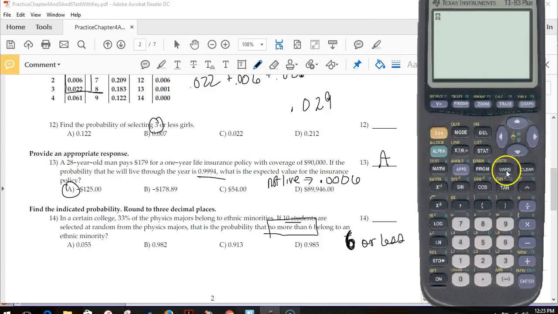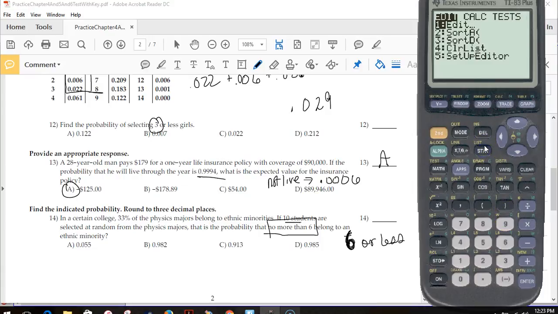So I'm going to go 2nd, Vars, binomial PDF, and I'm talking to 10 people on the probability that they're minority is 0.33, and I don't have it exactly, so I have to just leave the X blank. And I'm going to get all of these values. So this is kind of like our Plinko lab where you said, well, I can go left or right 12 times. What are all the different combinations? I'm going to store this in L2.